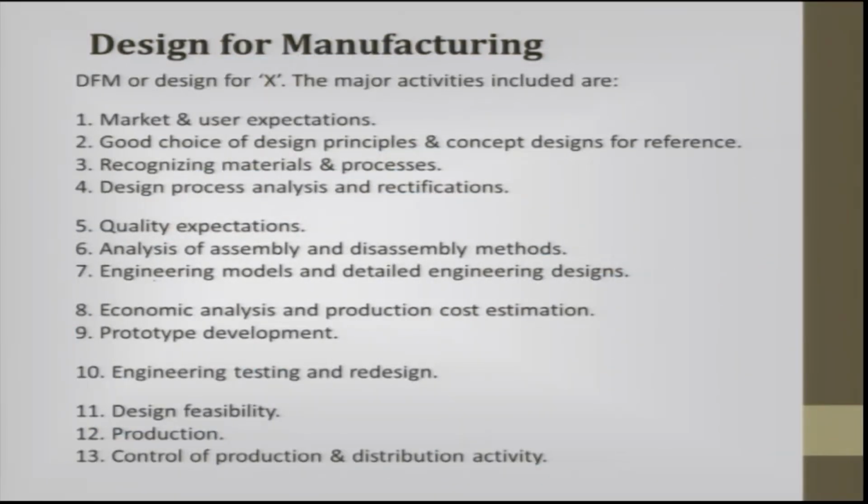When we talk about design for manufacturing in a little more detail, the major activities include marketing, good choice of design principles, concept design for reference, then recognizing materials and processes, design process analysis and rectification. The next one is quality expectation, analysis of assembly and disassembly methods, engineering models and detail engineering.